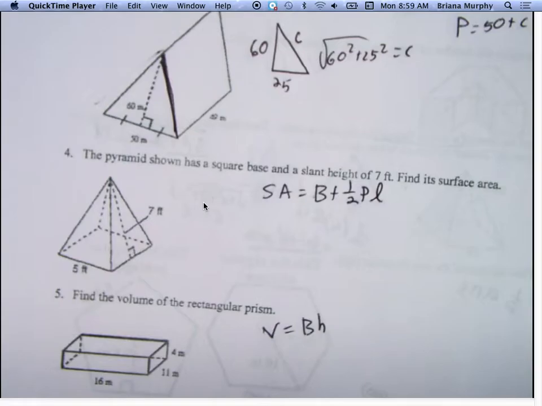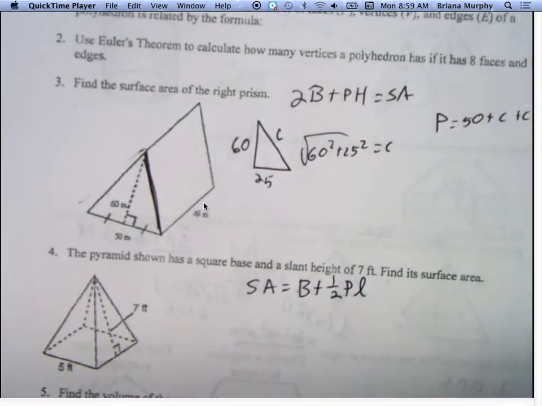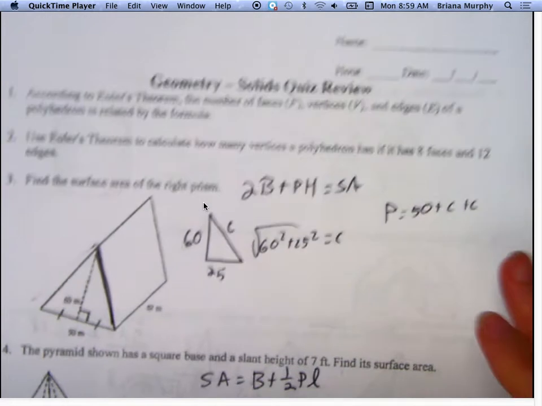Gentlemen, we are going to look at the review for our solids quiz, so everybody should have this in front of them. Okay. We are going to go over each of these answers.